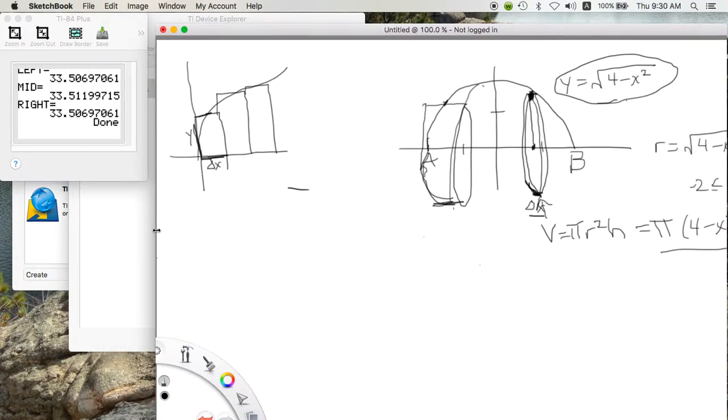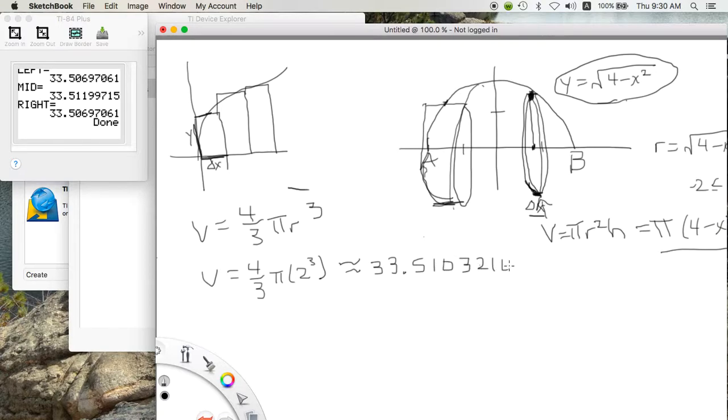Well, let's just do this real quick. What's the volume of a sphere? 4/3 pi r cubed. And what's our radius? 2. So we have 4/3 pi times 2 cubed. And if you calculate that out, you get approximately 33.51032. And if you look especially at this midpoint one, you see how really close we are to getting the same thing we would with the volume formula.